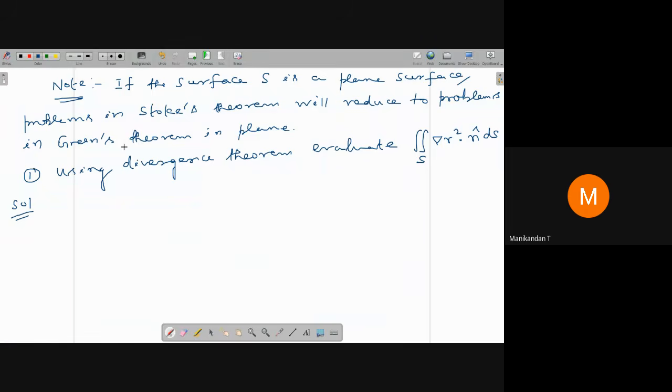So del dot F vector is del square of R square. We know that del square of R power n is equal to n into (n plus 1) into R power (n minus 2). So we can substitute n equal to 2. So del dot F is equal to 6, and we apply it on the right side of the Gauss theorem. So we get 6 times volume.